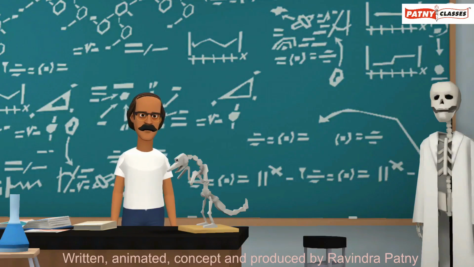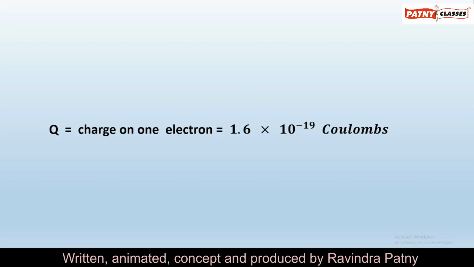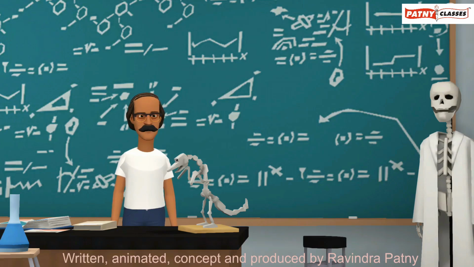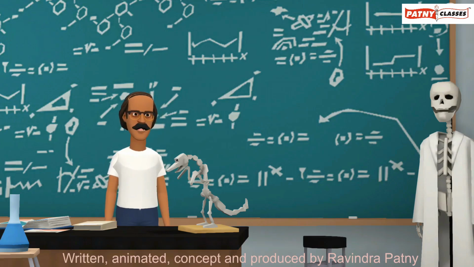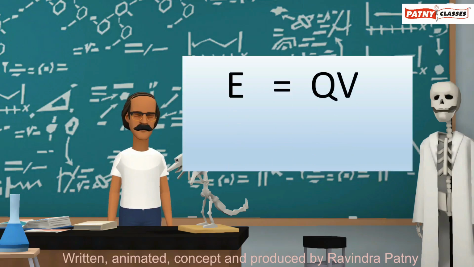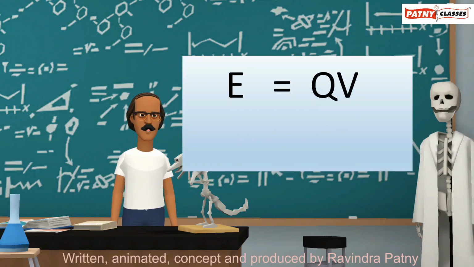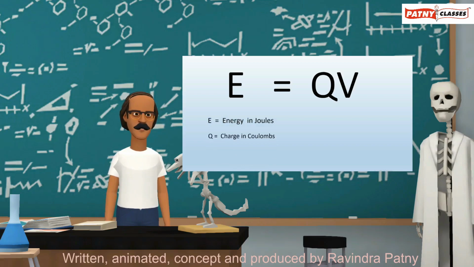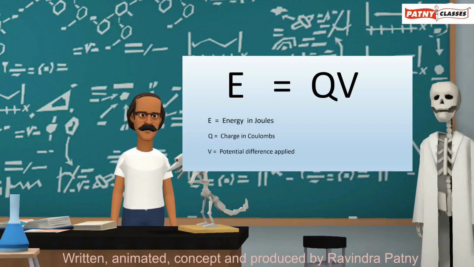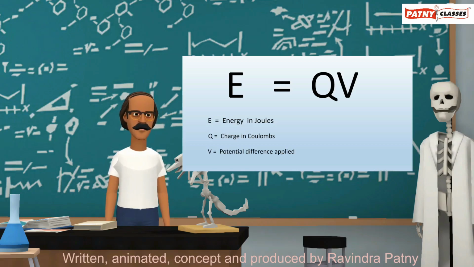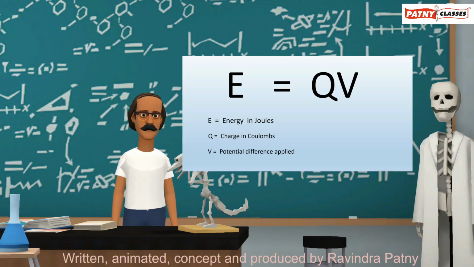Electron is a charged particle. One electron carries a charge of 1.6 × 10^-19 coulombs. Energy of an electron depends upon the charge and the potential difference applied across the two ends. The energy of an electron is given by E = QV, where E is energy in joules, Q is charge in coulombs, and V is the potential difference applied.